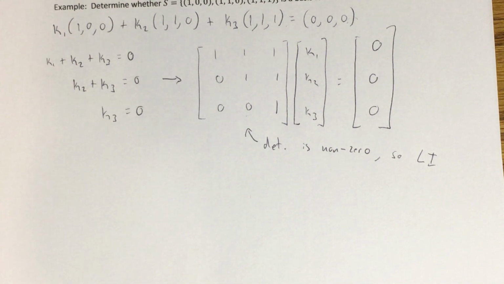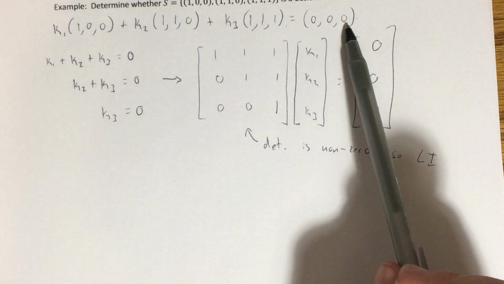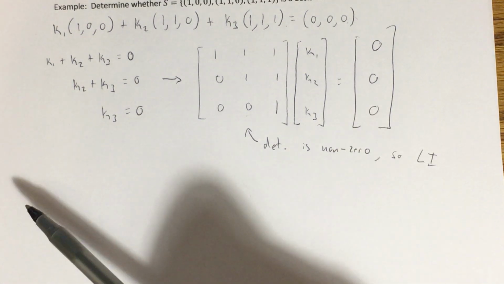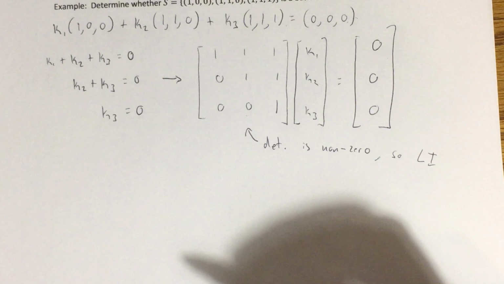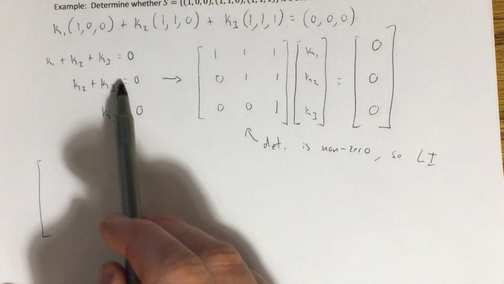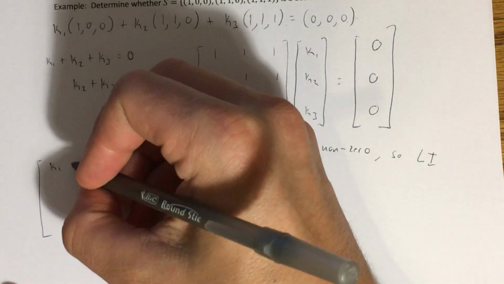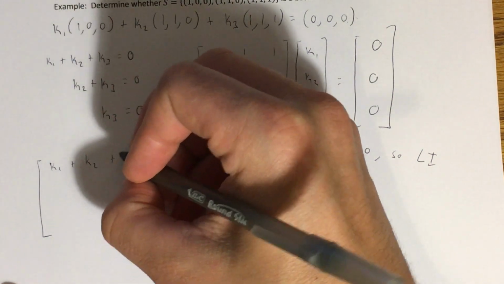Now, how do you check for a spanning set? Well, checking for a spanning set looks very, very similar to this. The only difference is that I take this linear combination and I set it equal to some arbitrary vector, say b1, b2, b3. But what does that end up looking like? I would still get a system of equations that looks like this, but with a b1, a b2, and a b3 here. K1 plus K2 plus K3.